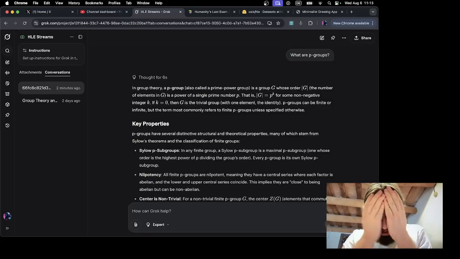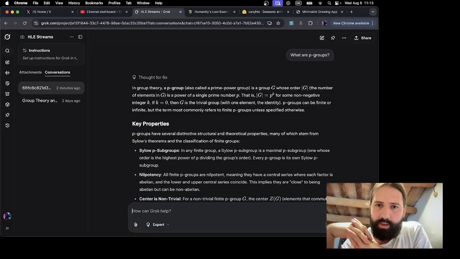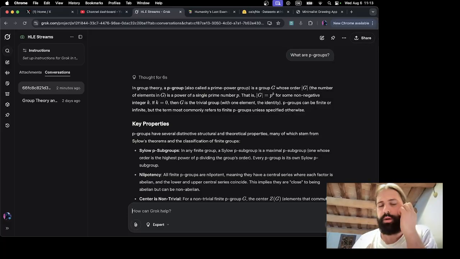I'm thinking it's like saying what are prime numbers, right? So there are numbers who satisfy a certain condition. In this case, maybe those are like the prime numbers of group theory. So it's basically groups whose order is a power of a single prime number.